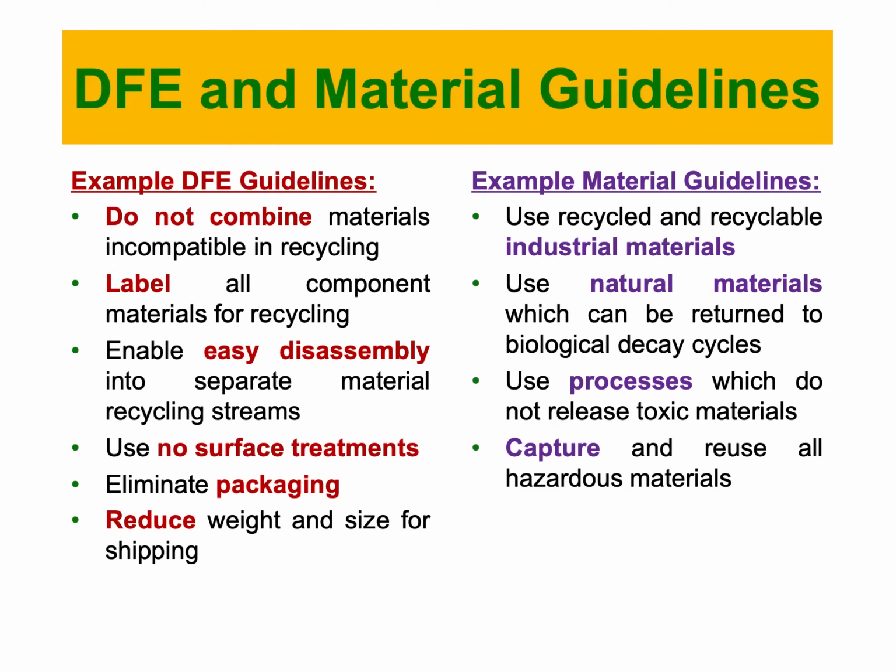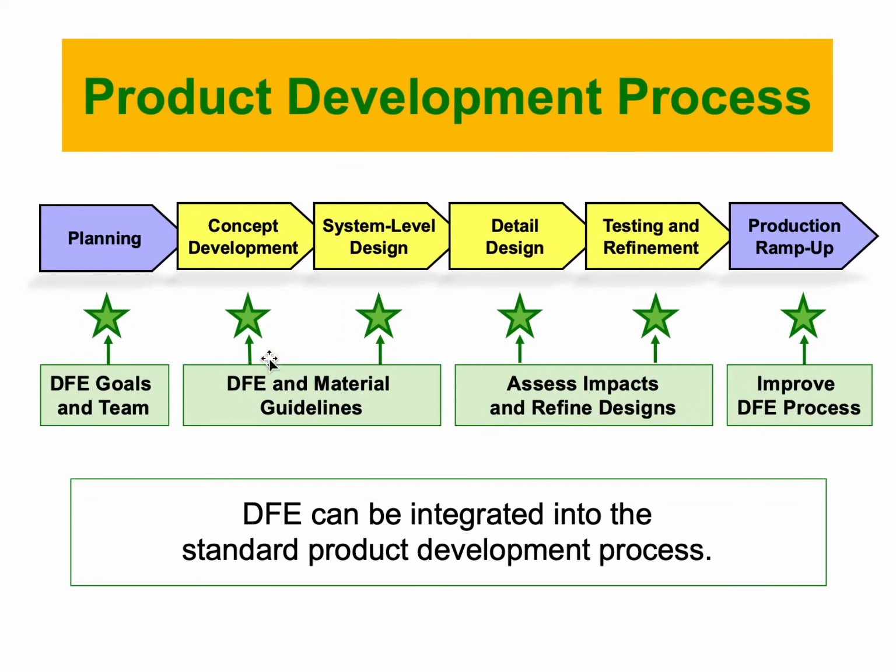When it comes to the material, try to recycle and reuse industrial materials as much as possible. Use natural materials which can be returned to the biological decay cycle. Use processes that do not release toxic materials, and capture and reuse all the hazardous materials if possible. These guidelines are going to help you when you do the concept development and system level design. So it's very important to keep those in mind when you look back to your concepts and your designs.